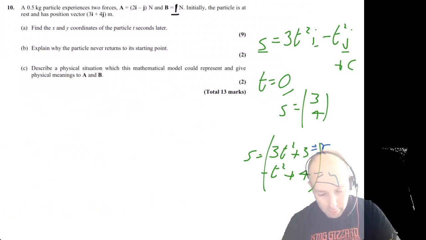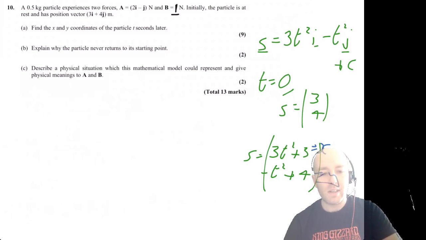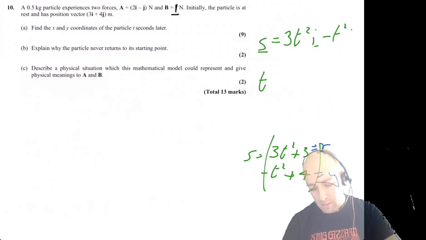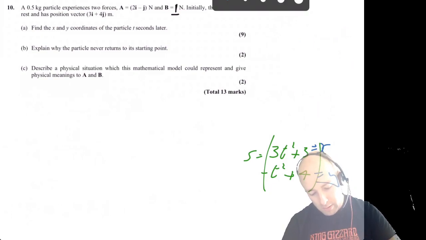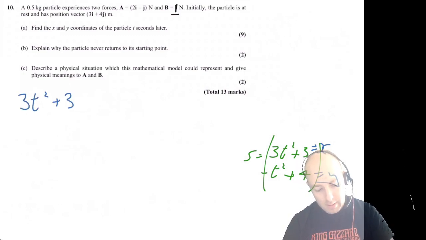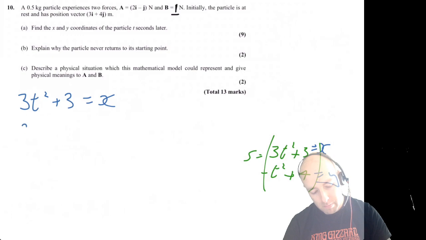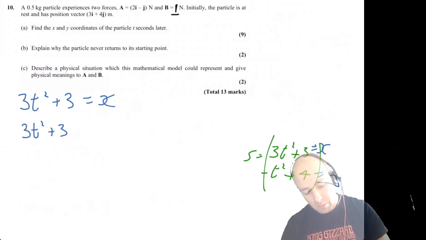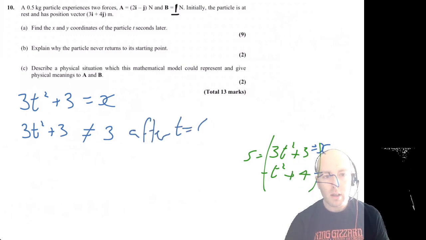So why does it never return? Well, we came up with it's never decelerating in the x direction, so it's never going to return anywhere. We could also say 3t squared plus 3 is x. 3t squared plus 3 will never equal 3 after t equals 0, because it's never going to go back to that point.